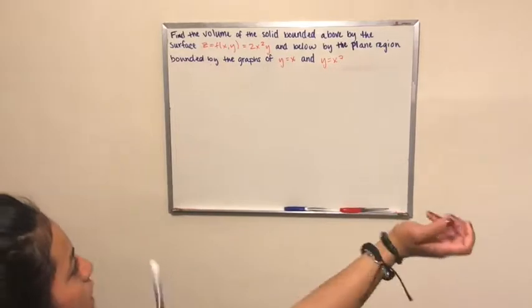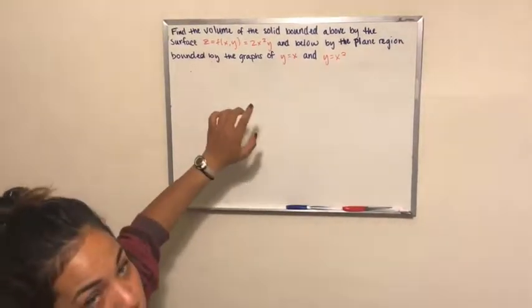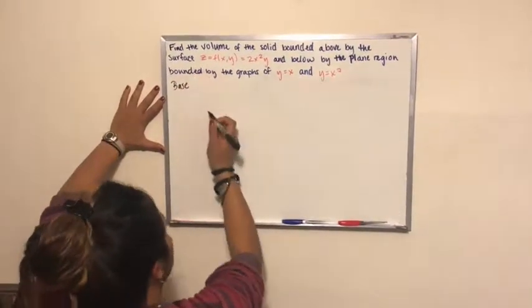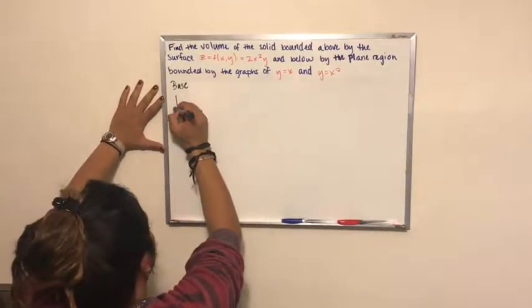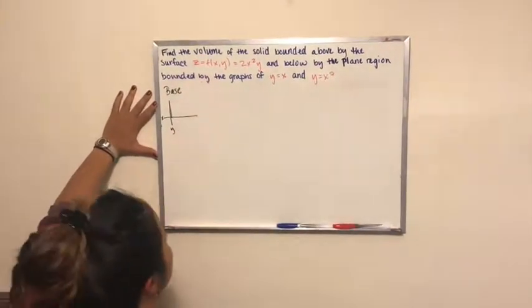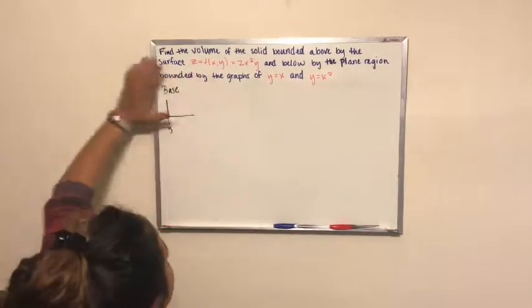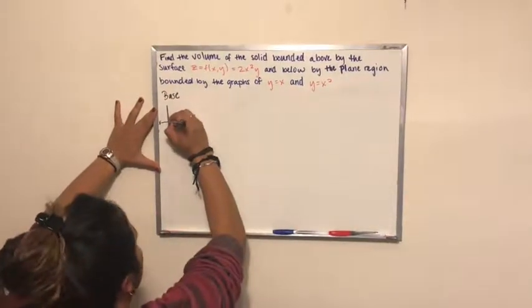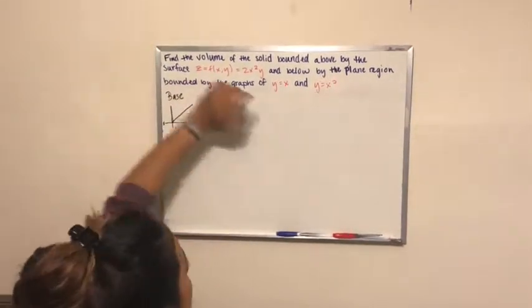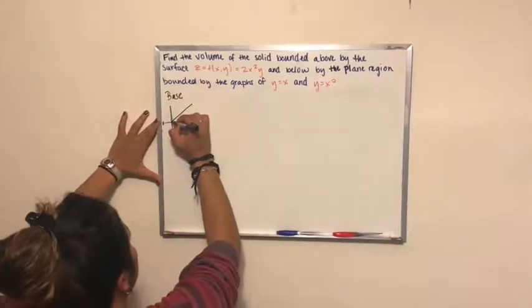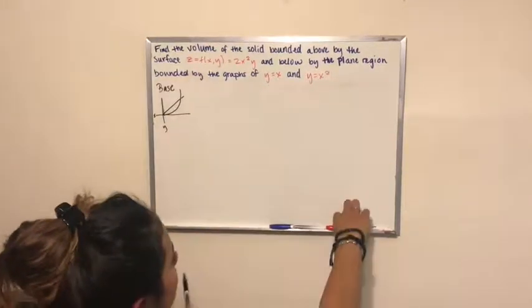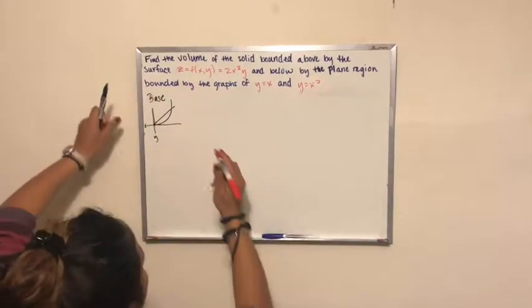So the first step when looking at this problem, you want to get a visual of the base. So I'm just going to draw the base right here on an xy plane. A little bigger. So the first one is y equals x, and that's just a straight line from the origin. And the second one is y equals x squared, which is a parabola. And I will just be drawing the part we need to look at. And I'm going to label both lines.